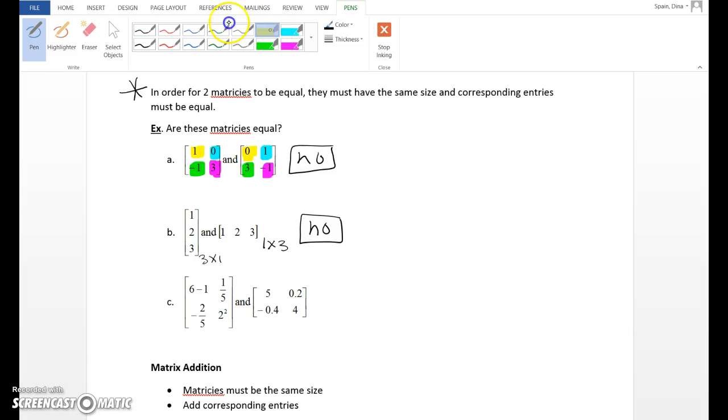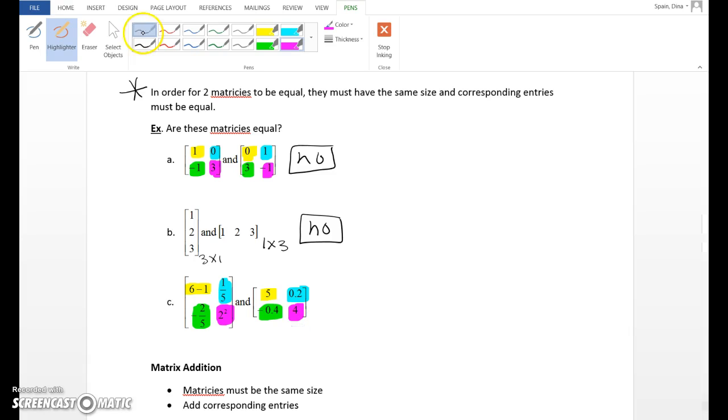Now let's look at part C. I'm going to color code part C, because we have to check these corresponding entries to see if they're equal. They might look a little different, but these are actually going to come out to be equal. Let's check it out.